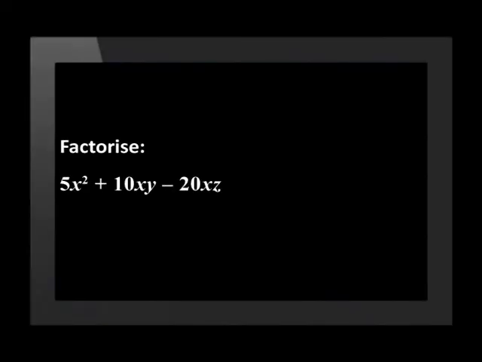Let's find the highest common factor in an expression. Let us consider the trinomial 5x squared plus 10xy minus 20xz. What is the biggest number that can divide into 5, 10, and 20? 5 can go into all three coefficients. x to the power of 1 occurs in every single term, which makes it part of the common factor. Let's take out 5x as a common factor, and we are left with x plus 2y minus 4z in brackets.